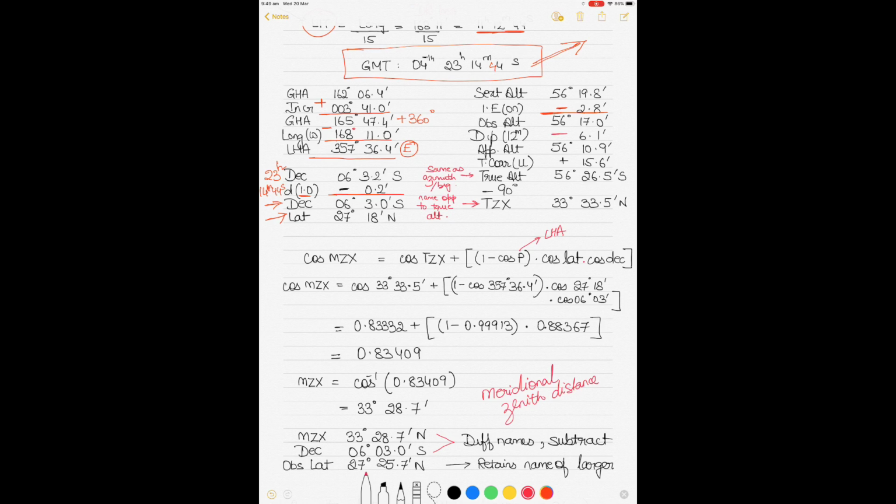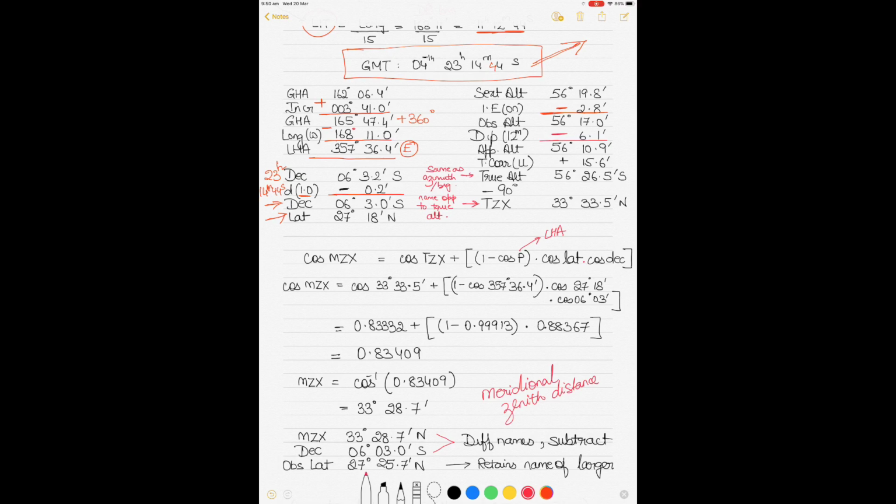Once I subtract the height of eye correction, height of eye is always subtracted, never added, always subtracted. Once I subtract my height of eye, I get an apparent altitude of 56 degrees 10.9 minutes for a lower limb of the sun for the month of March. So these are some of the things you have to remember, because once I go into the almanac, I'll again show you where I got the different values from.